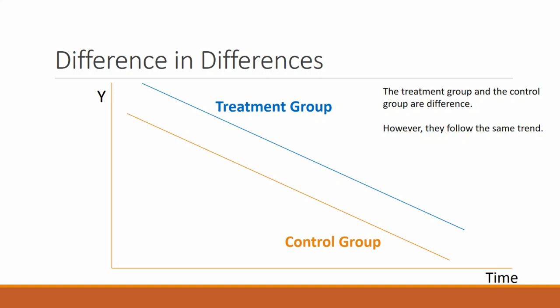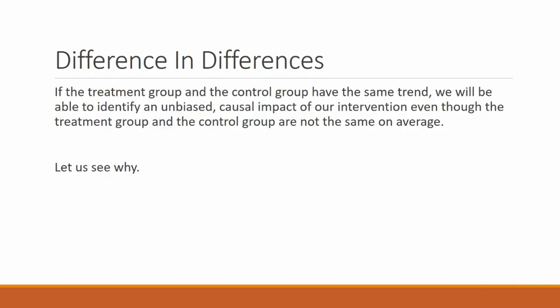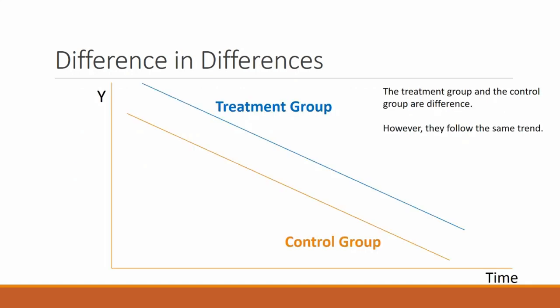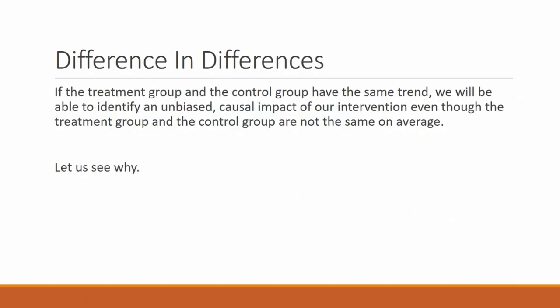Okay, so let's illustrate this. Let's use a bunch of graphs, and we'll try to make it clear. If the treatment group and the control group have the same trend, we will be able to identify an unbiased causal impact of our intervention, even though they are not the same on average. That is pretty remarkable. When we randomly assign a variable, we get a treatment group and a control group that are the same on average, and that allows us to estimate the causal impact. Here, we have a treatment group and a control group that are not the same. However, as long as they have parallel trends, as long as they change in the same way over time, we will be able to accomplish it. All right, so let us see why.